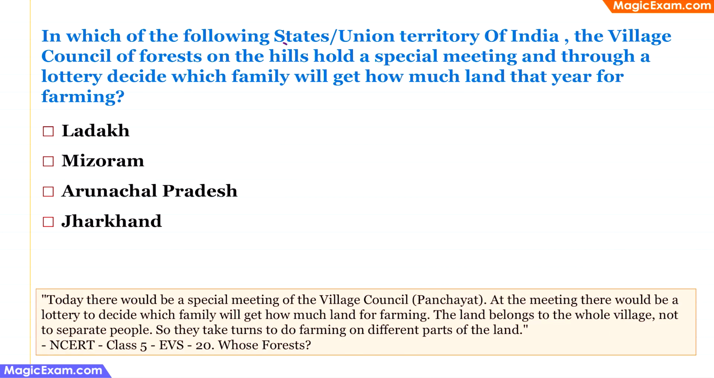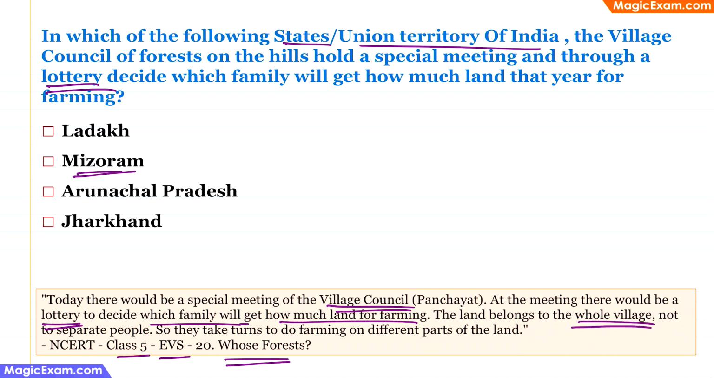In which of the following states or union territories of India, the village council of forests on the hills holds a special meeting and through a lottery decides on which family will get how much land that year for farming? Now this question has been taken from class 5 EVS textbook from a chapter called Whose Forests, in which it is written that in Mizoram there is a special process that is followed wherein the village council or the panchayat will call for a meeting where it is decided by lottery as to which family will get how much land for farming, and the land as such belongs to the whole village and not separate people. Therefore each family will take turns in farming different parts of the land. Now the correct answer here is Mizoram.